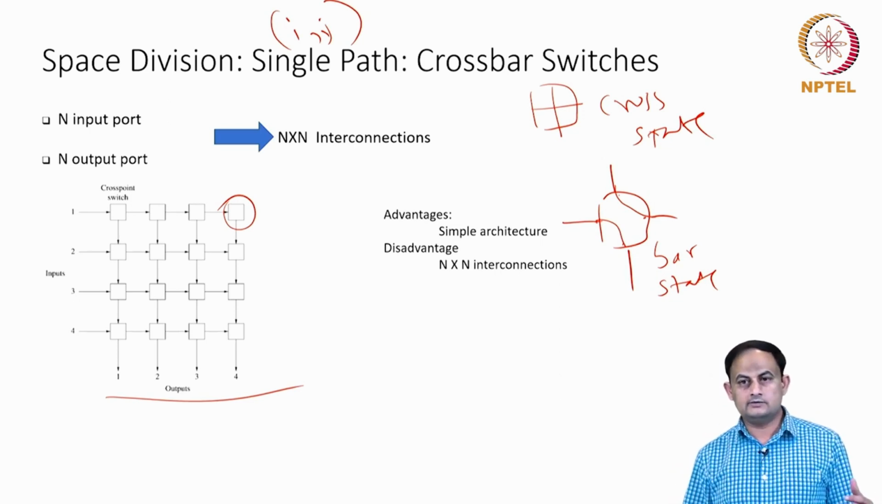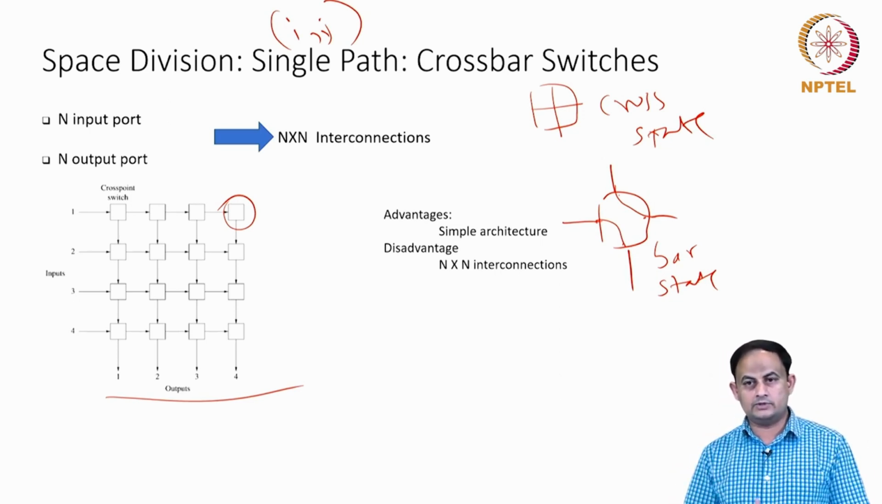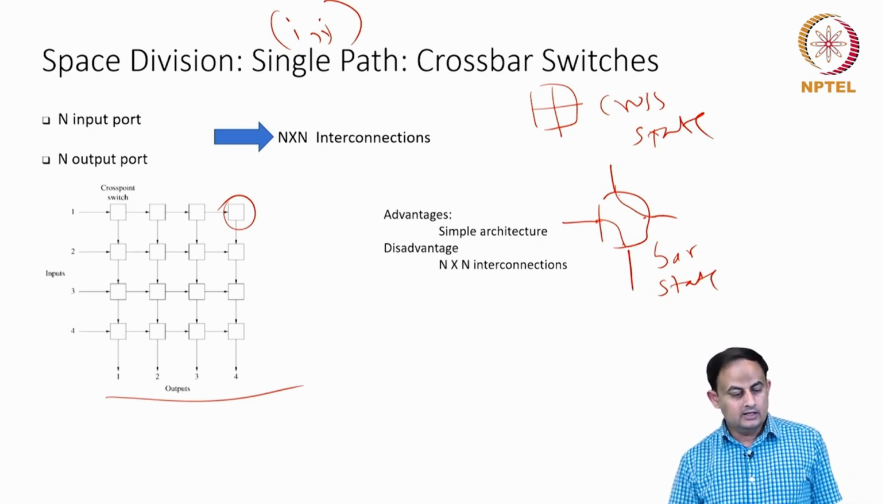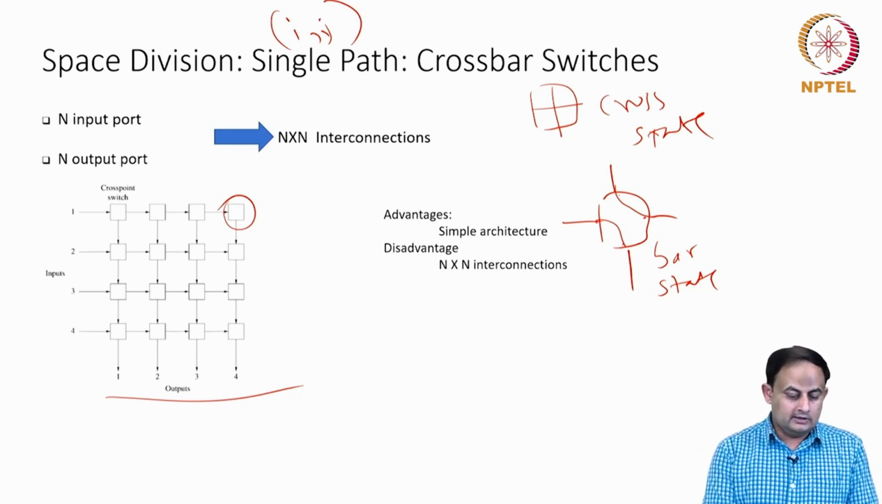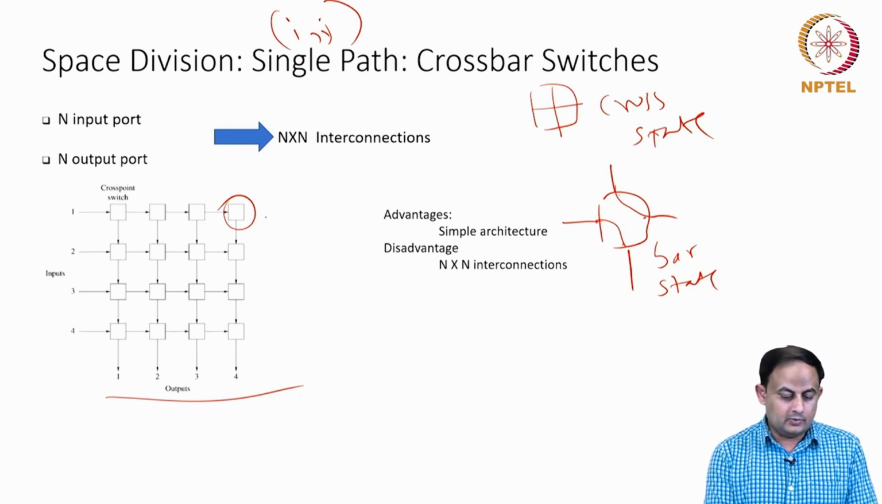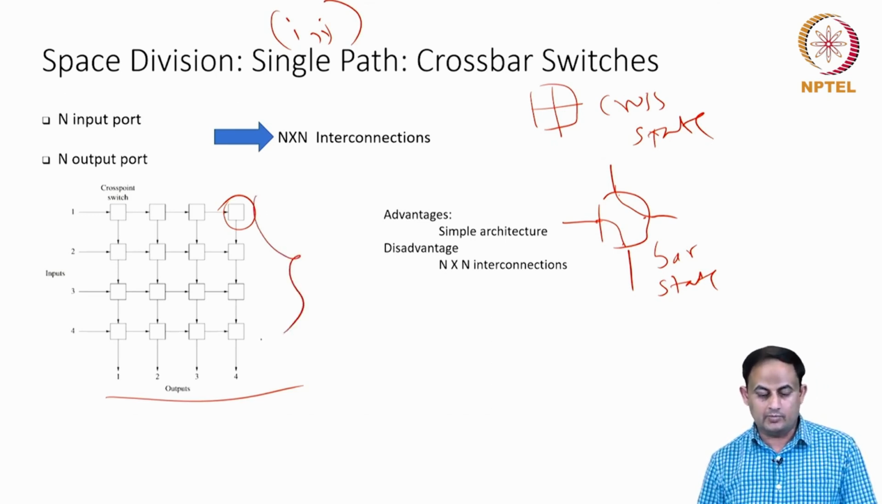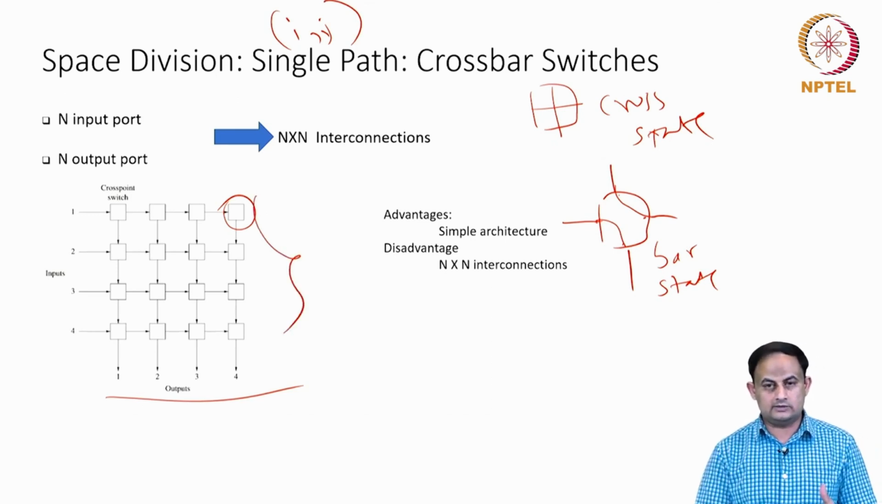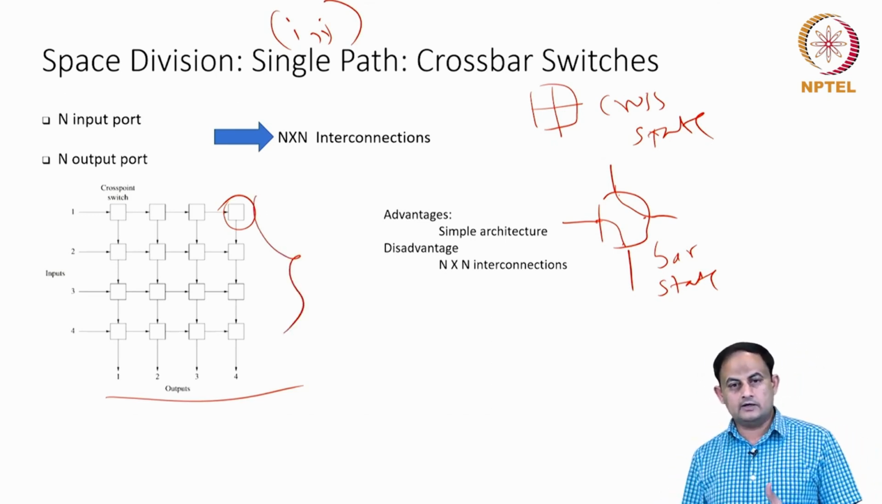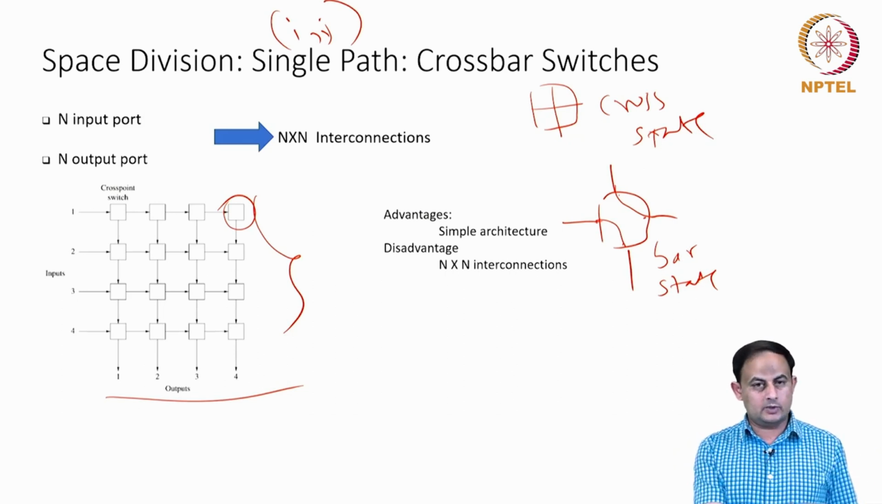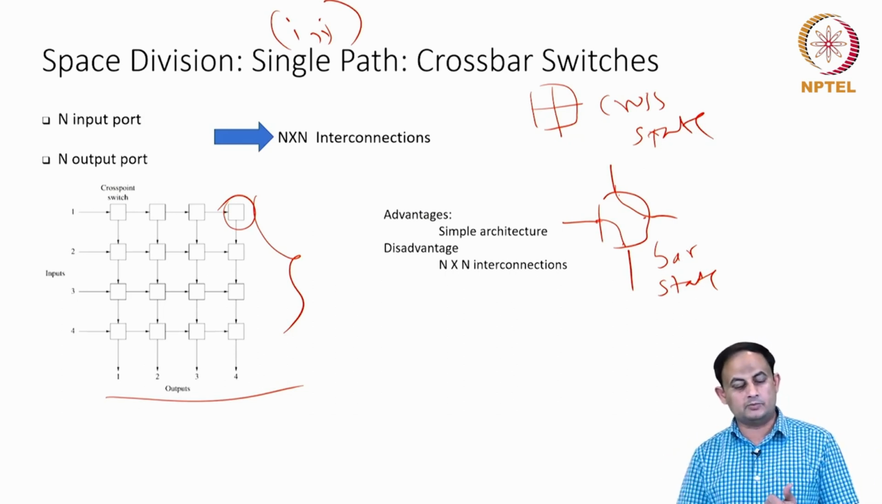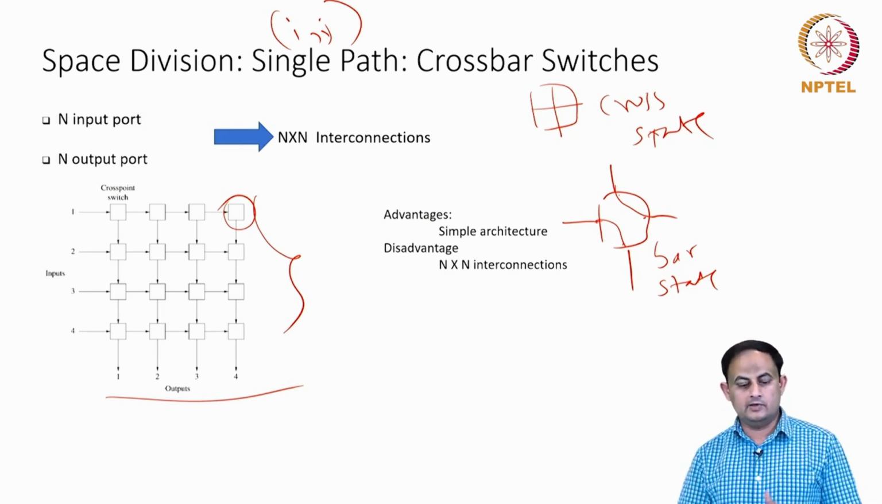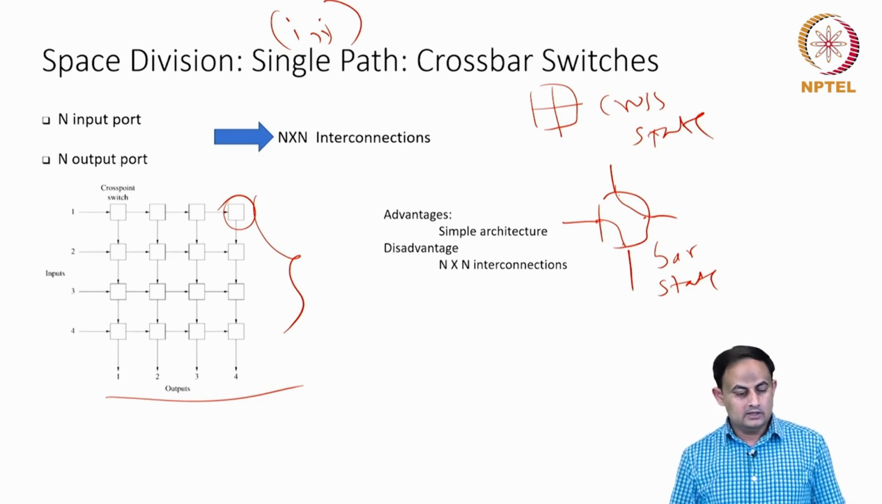Here in this case, there are 4 input ports and 4 output ports, and depending upon the number of the input ports and output ports, the number of such crossbar points inside this design is n cross n. So if you have n input ports and m output ports, you will have n cross m such interconnections.